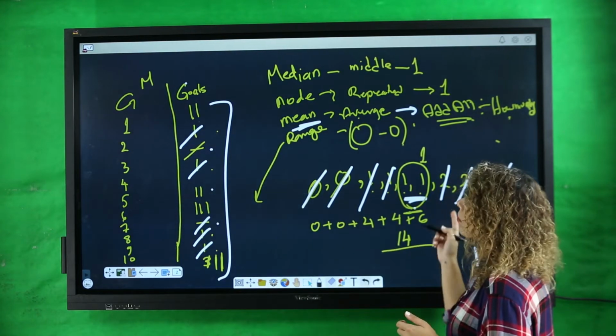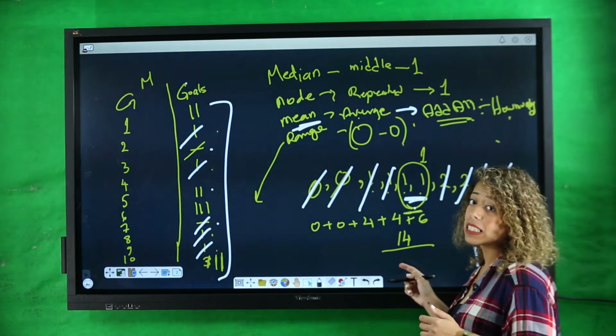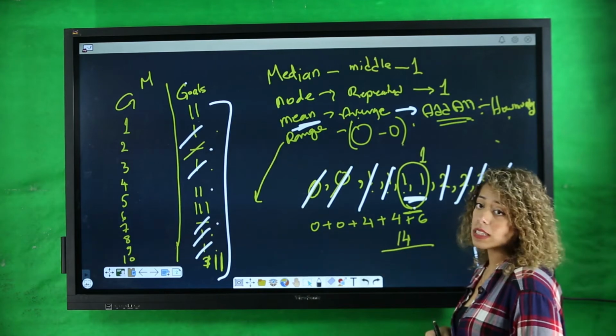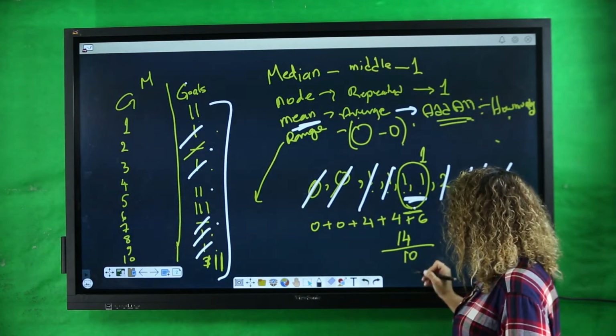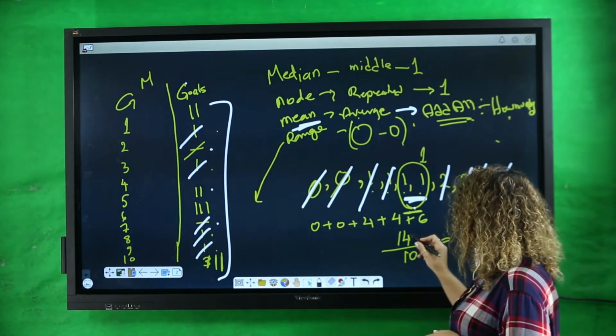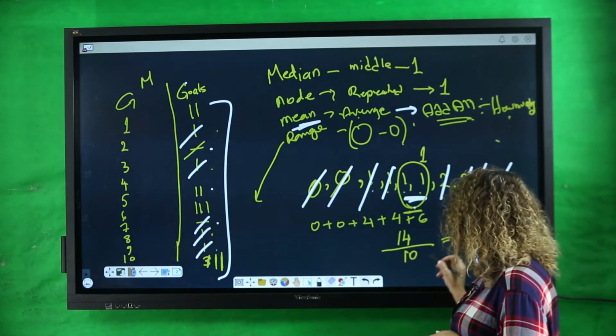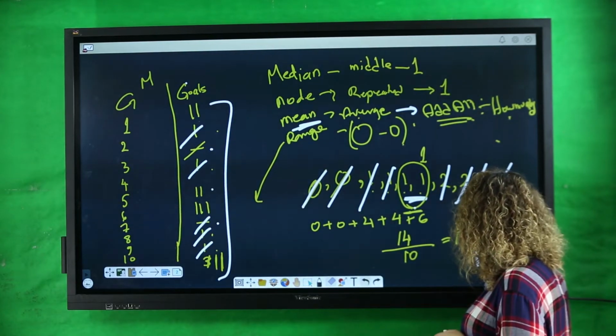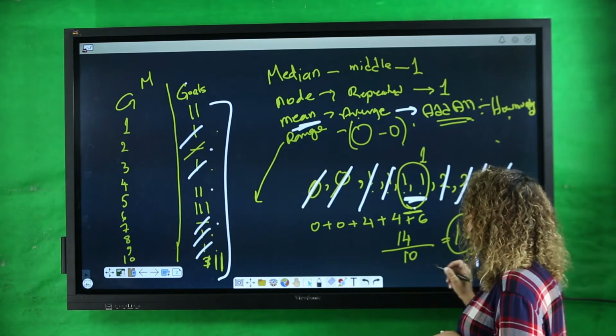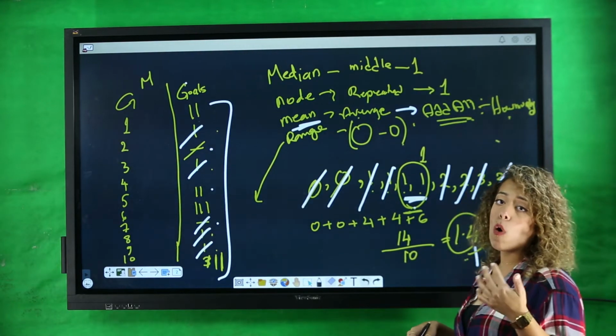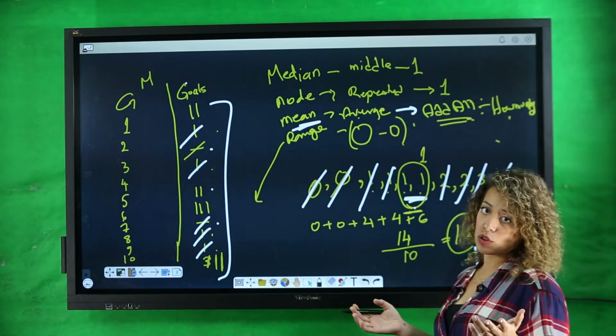And the second step is divided by how much? How much is them? They're 10. Remember, 10 matches? So over 10. 14 divided by 10 is 1.4. So this is the average of how much he scores over a match.